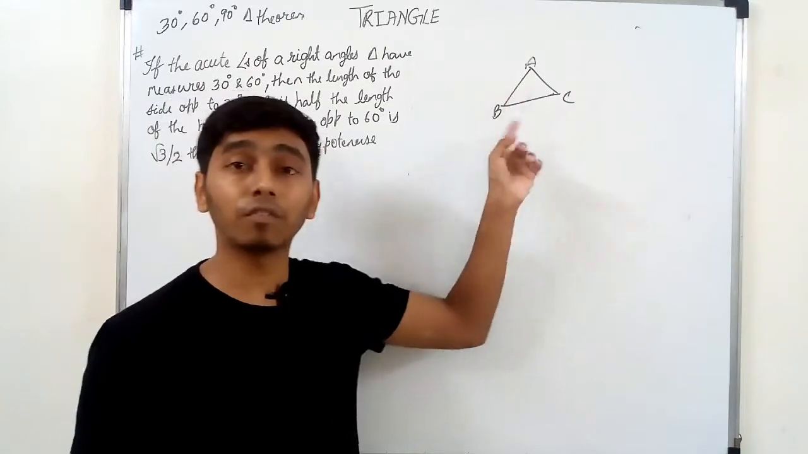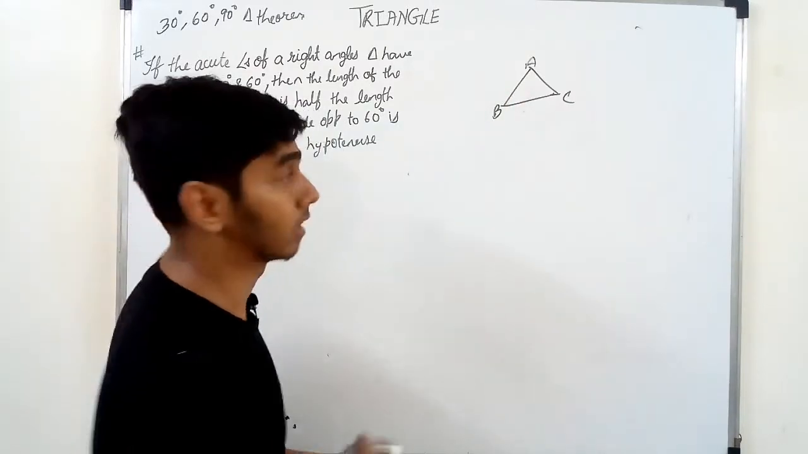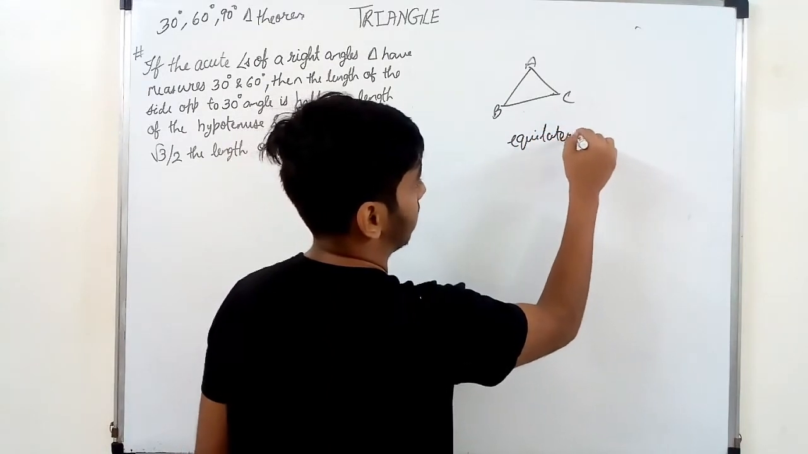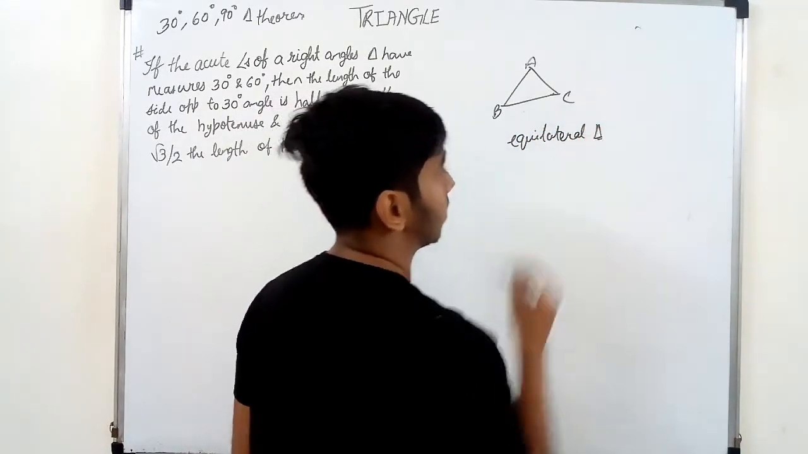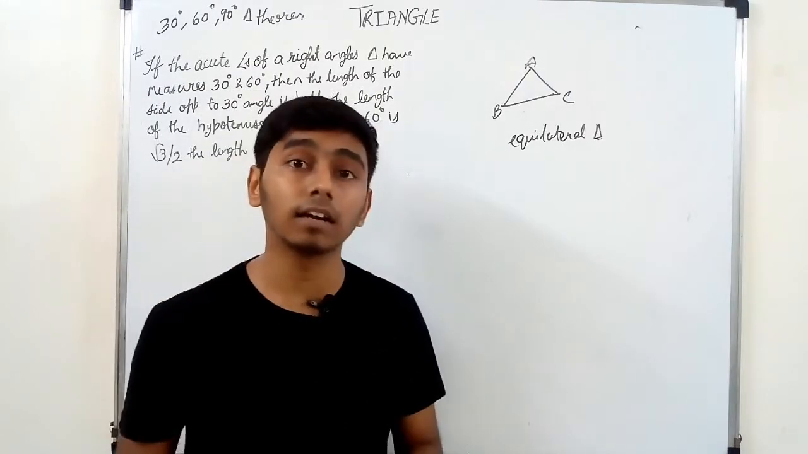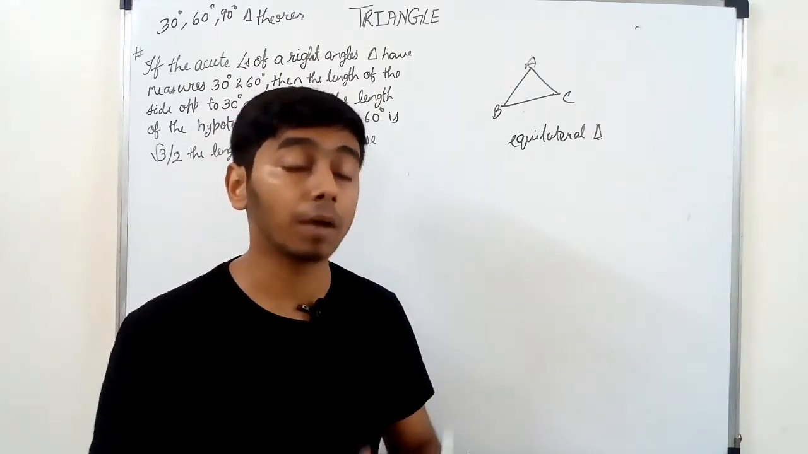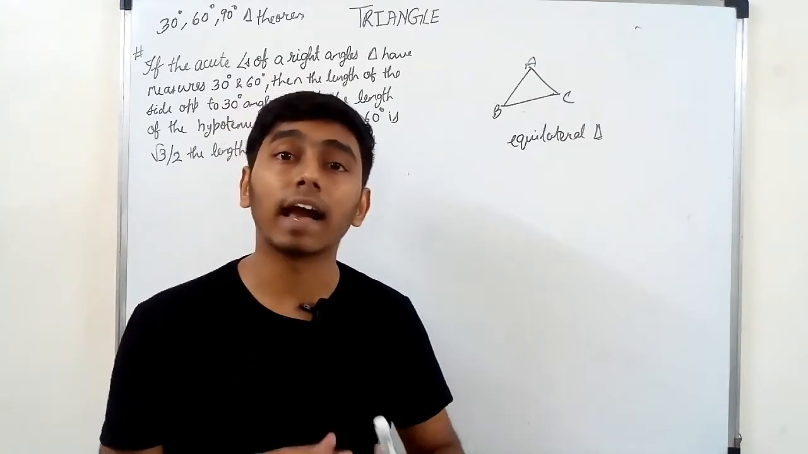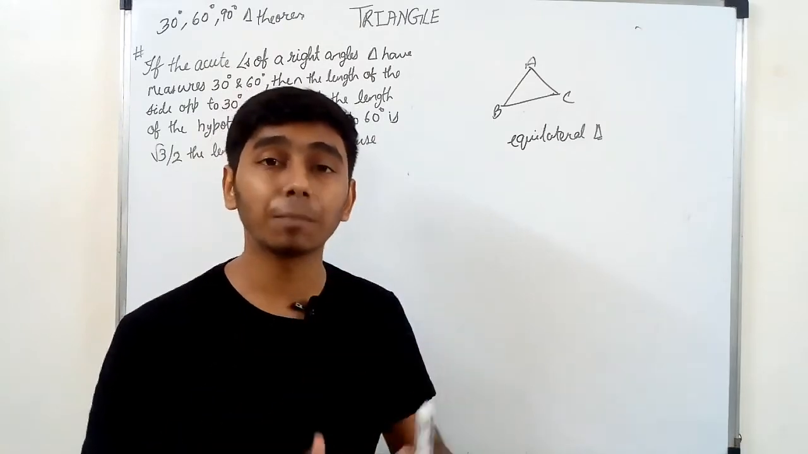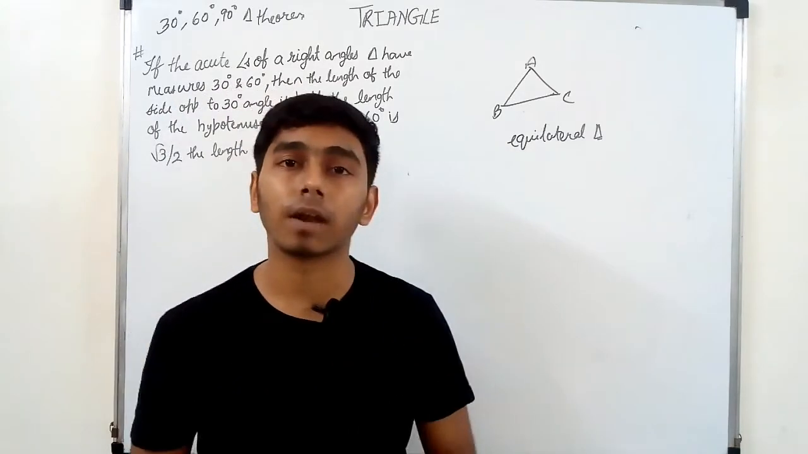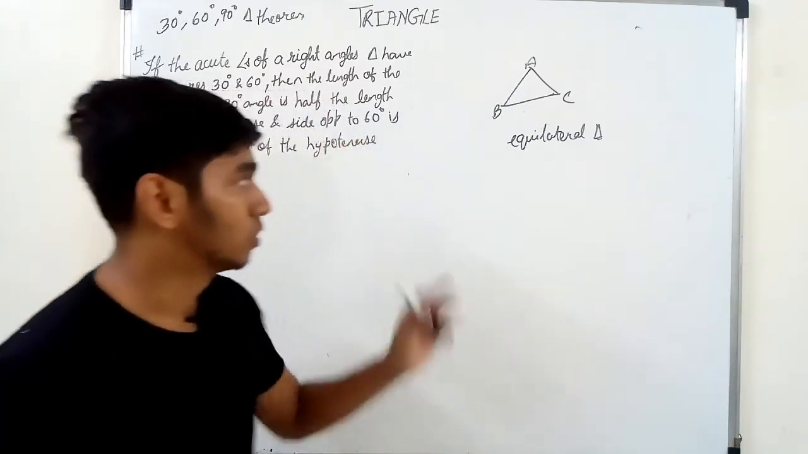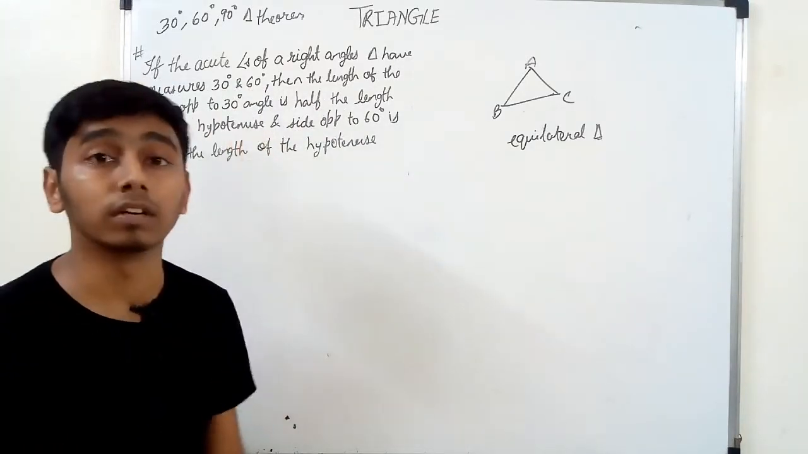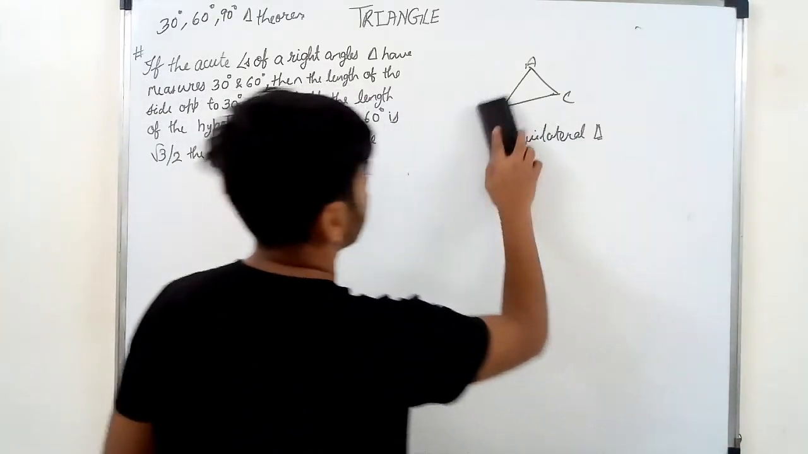Now these types of triangles we call equilateral triangles. Equilateral triangles are the triangles which have congruent sides, all three sides are congruent, and all three angles are also congruent. Those types of triangles are called equilateral triangles. So that was the corollary. Now we'll start with the 30, 60, 90 degree triangle.